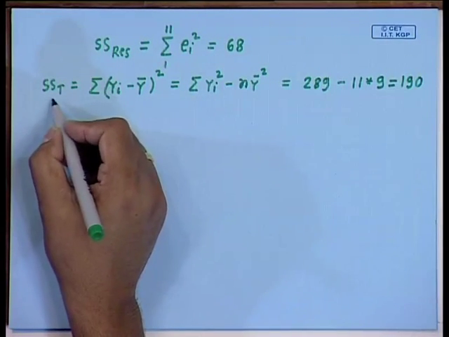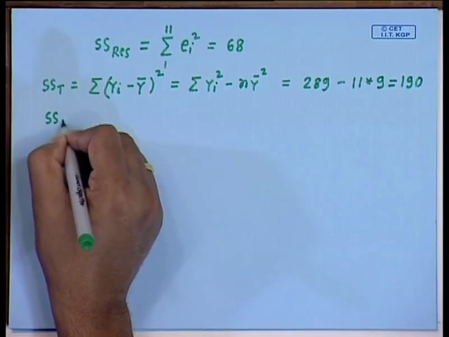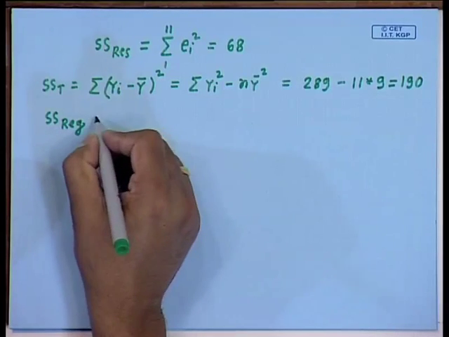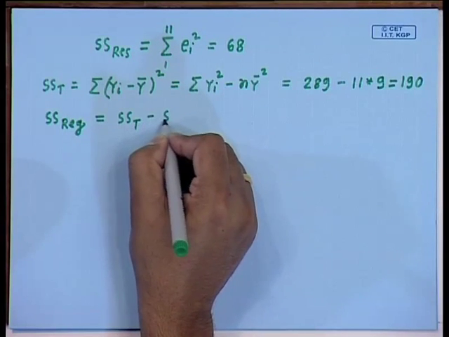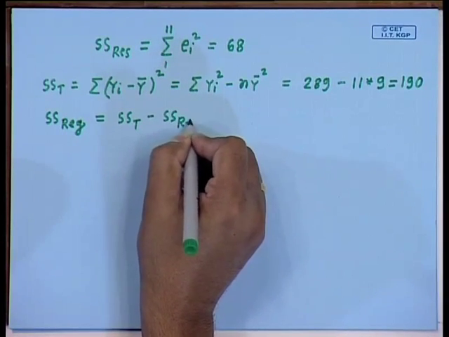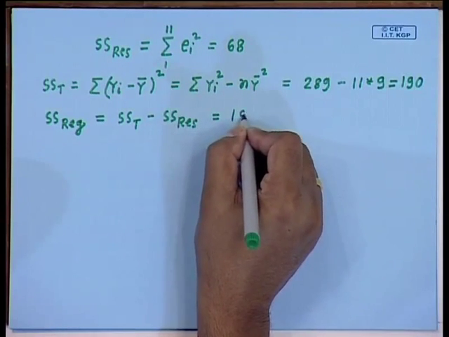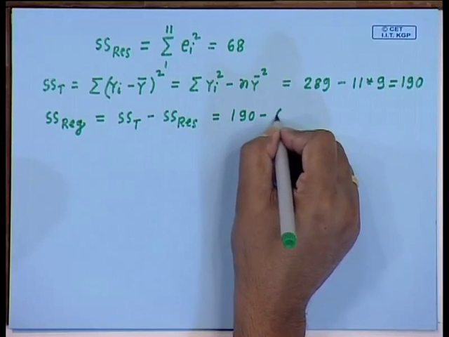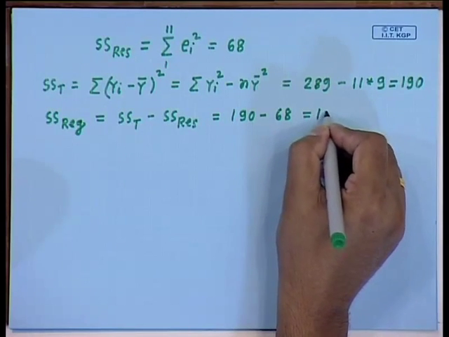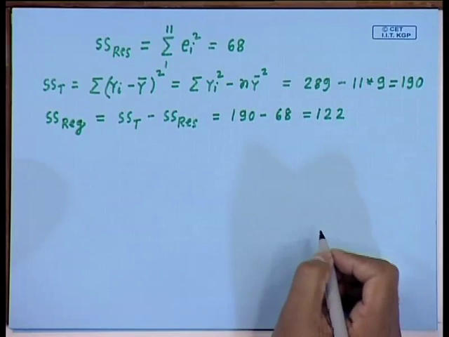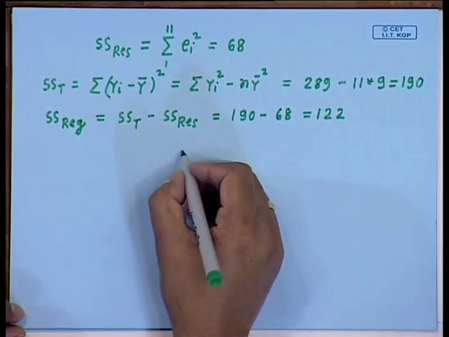And once I have the SS total and SS residual, I can compute SS regression, which is equal to SS total minus SS residual, 190 minus 68, which is equal to 122. Right. Now, we can have the ANOVA table.